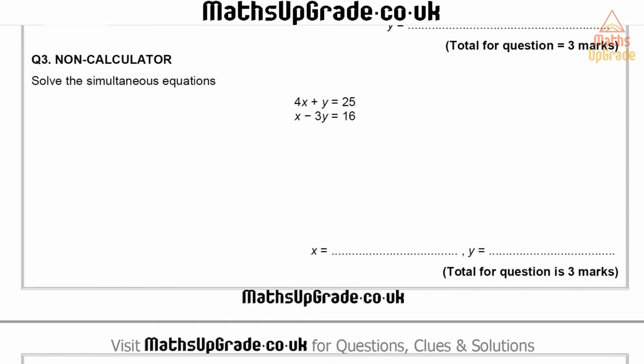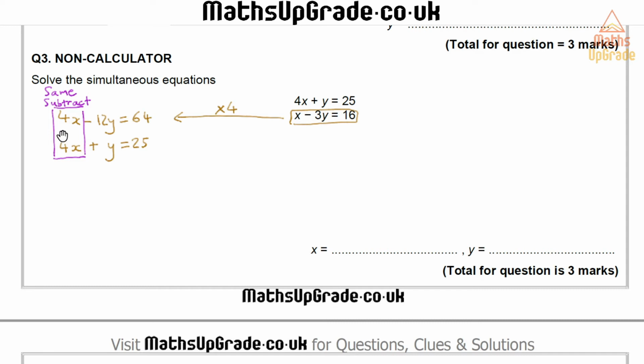In question 3, I'm given these equations here, and the first thing I notice is that neither x nor y have the same coefficient. So again, I need to manipulate these equations to make sure they've got the same coefficient for either x or y. I'm choosing x. I'm just going to multiply this bottom equation by 4. That would give me 4x minus 12y equals 64.